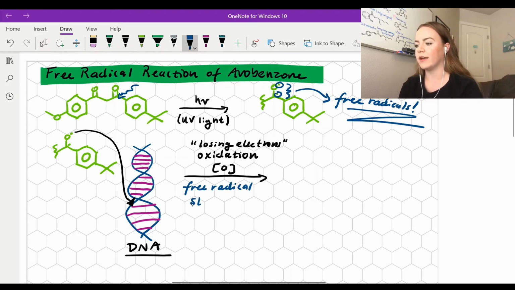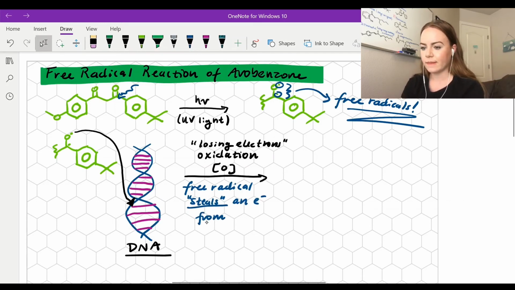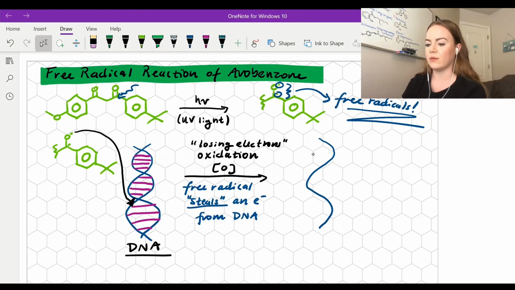Just to reiterate again, the free radical, I say steals an electron, it's just causing the electron to bond with it from the DNA. So now that free radical steals an electron from the DNA to create that bond to get the stability back. So what we see here is that the avobenzone does this to become a more stable molecule, but causes DNA to become damaged. And this can happen in so many different ways.